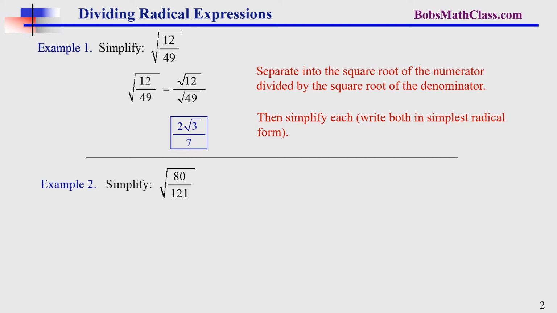Okay, you might want to pause the video and do number 2 on your own. Okay, so we separate it into two radicals, the square root of the numerator over the square root of the denominator. And if you use method 1 for square root of 80, you would use 16 times 5. Or if you use method 2, there's 4 2's and a 5. So that means 2 2's will come out. So you end up with 4 square root 5 all over 11, because the square root of 121 is 11.